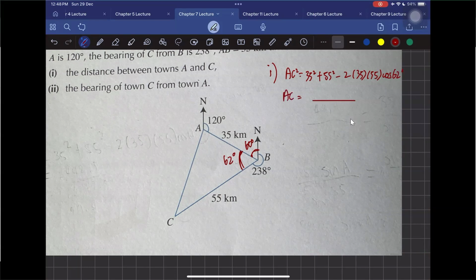Once we have that, part two is the bearing of town C from town A. So from town A, you draw a north here. They want you to find this angle.